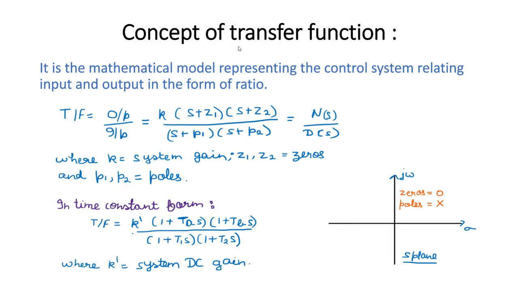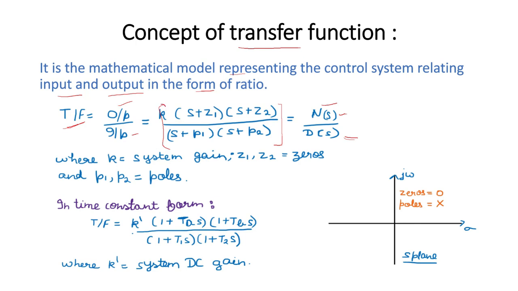Okay, now we will move forward to the concept of transfer function. So transfer function is a mathematical model of representing the control system relating the input and output in the form of a ratio. So transfer function is basically the ratio of output to input, basically in the s domain. So here we have this sample transfer function. You can see here. It can also be written as N(s) upon D(s), where N(s) is your numerator and D(s) is your denominator. It is nothing new.